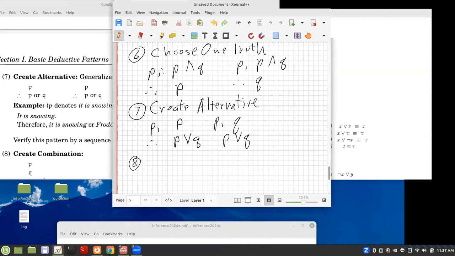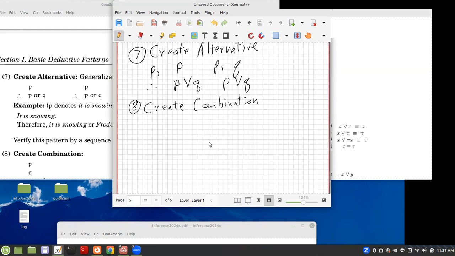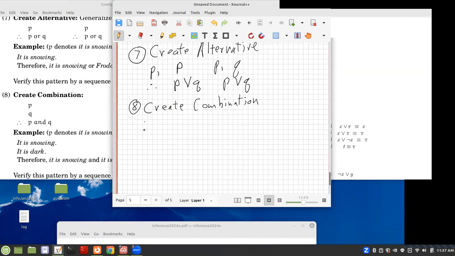Well, actually, choose one truth is the opposite of create combination, but they're all in some sense simple ones that have sort of limited scope, so to speak. Okay, let's say that premise 1 is P, premise 2 is Q, therefore we know that P and Q is true. So an example, if P is it is snowing, Q it is dark, then we know that it's true P is snowing and it is dark. It's just reassembling two separate propositions into an and of both of them.